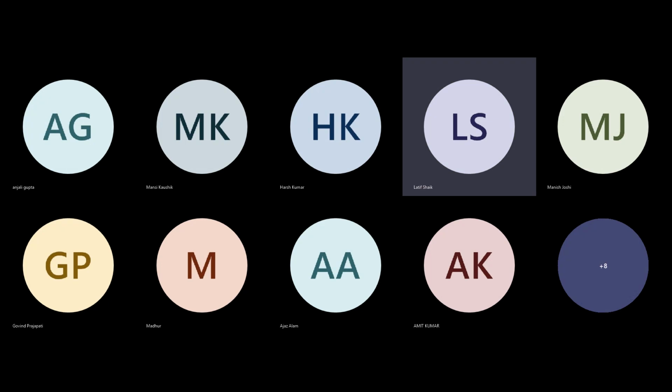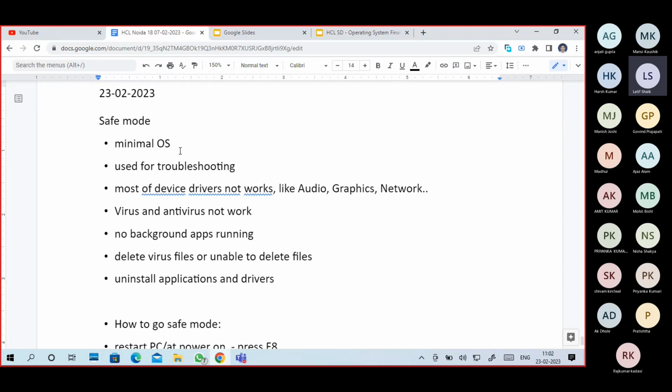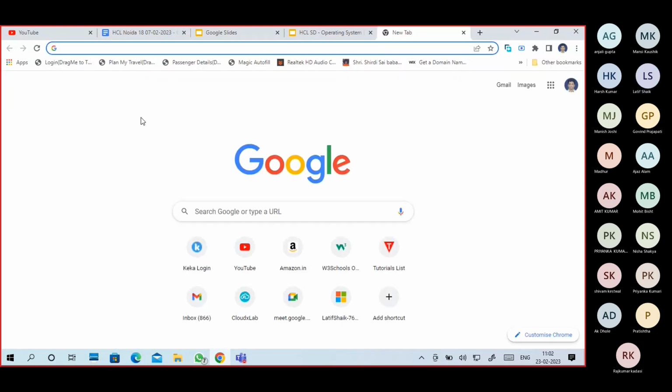So the first one is safe mode. What is a safe mode? It's a minimal operating system.